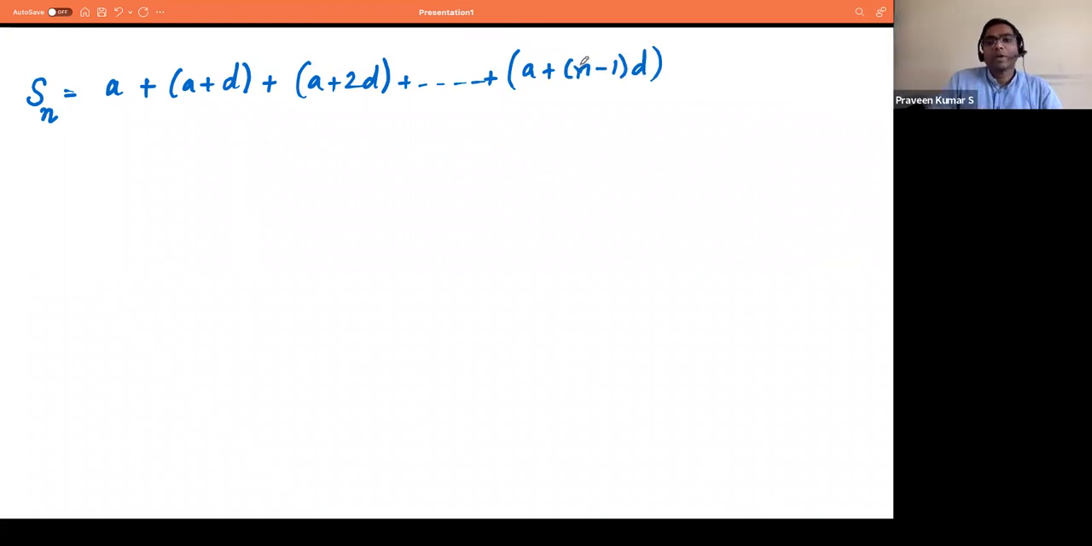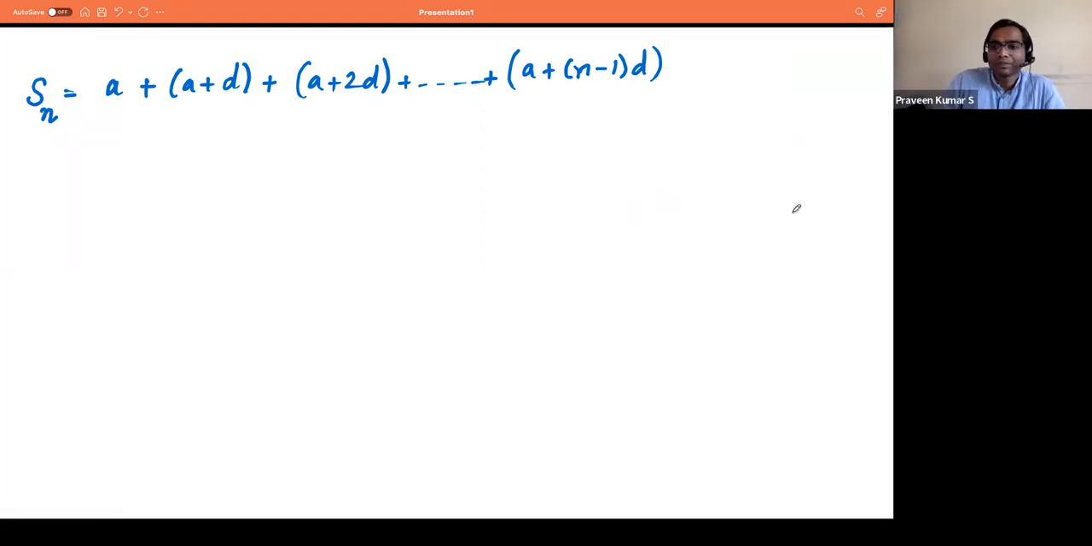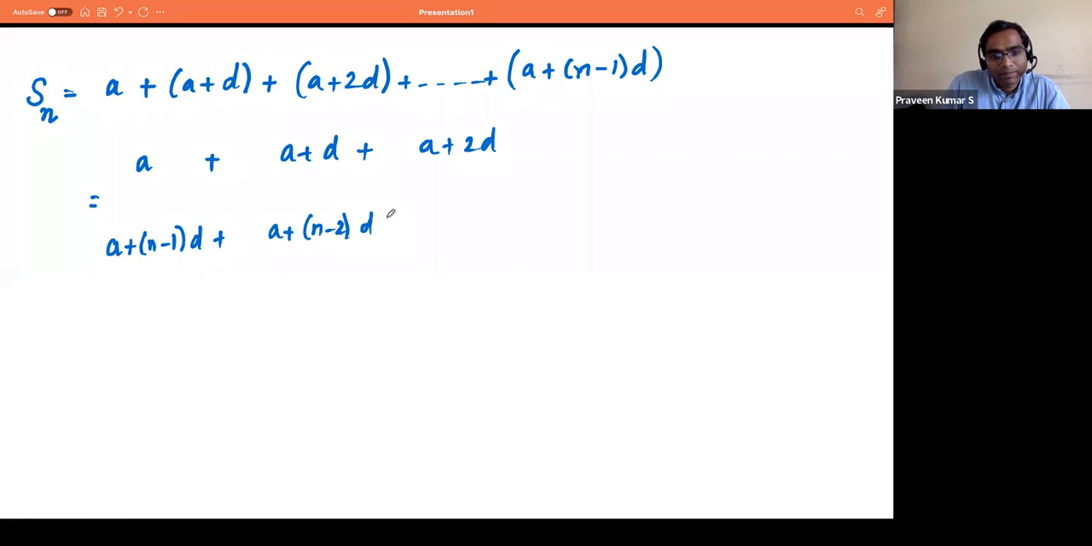If you have to add all this, you will start forming pairs. So you will write a, a plus d, a plus 2d, and then write the other terms in the reverse order: a plus (n minus 1) into d, a plus (n minus 2) into d, a plus (n minus 3) into d.